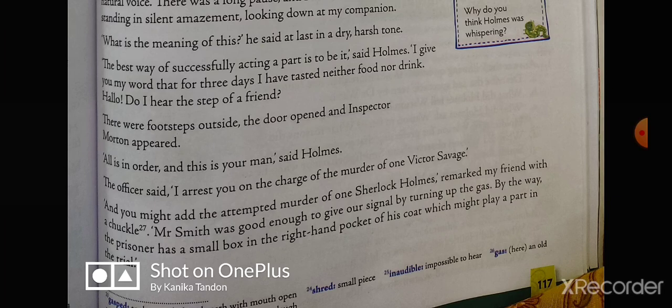And you might add the attempted murder of one Sherlock Holmes, remarked my friend with a chuckle. Mr. Smith was good enough to give our signal by turning up the gas. By the way, the prisoner has a small box in the right hand pocket of his coat, which might play a part in this trick.